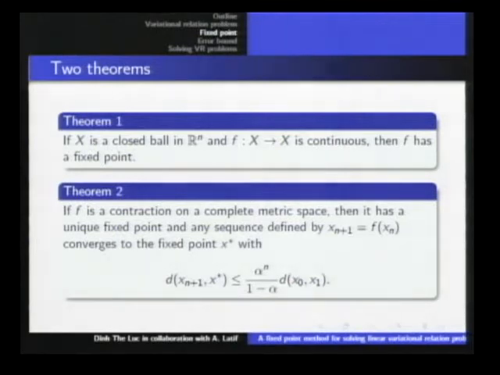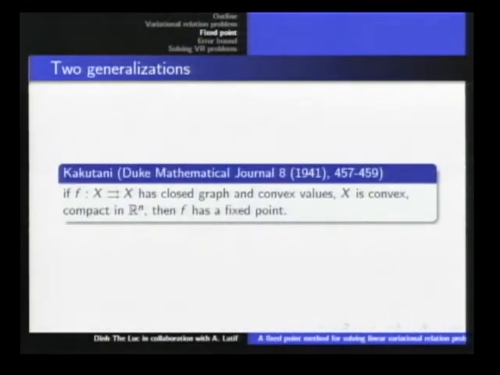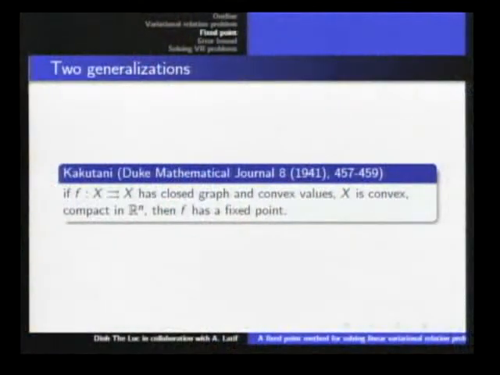Okay, now I speak about two generalizations. The first one belongs to Kakutani. You see here in 41, okay? So what he did, he considered a set valued map. So here you have F is a set valued map from X to X with closed graph and convex values. Then F has a fixed point. X, of course, capital X is a convex compact set, okay? So it is a big step also of generalization.